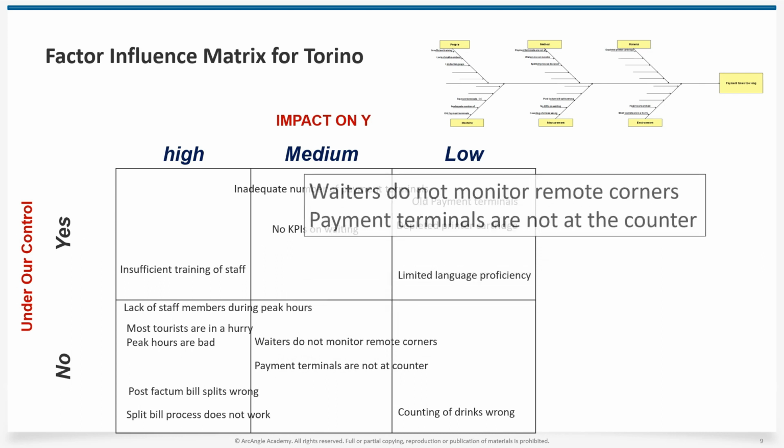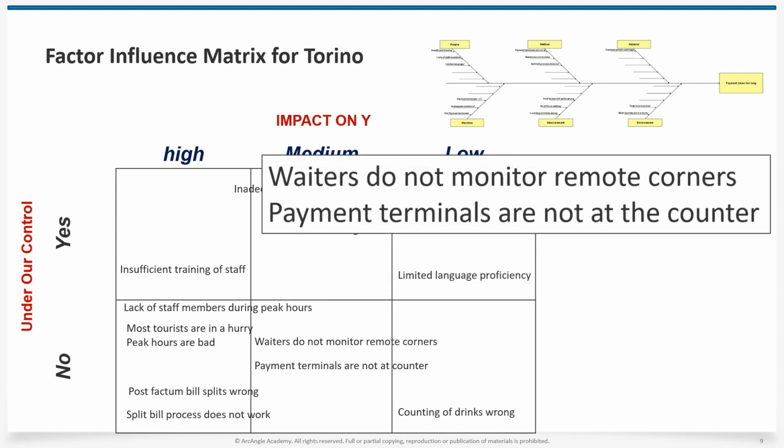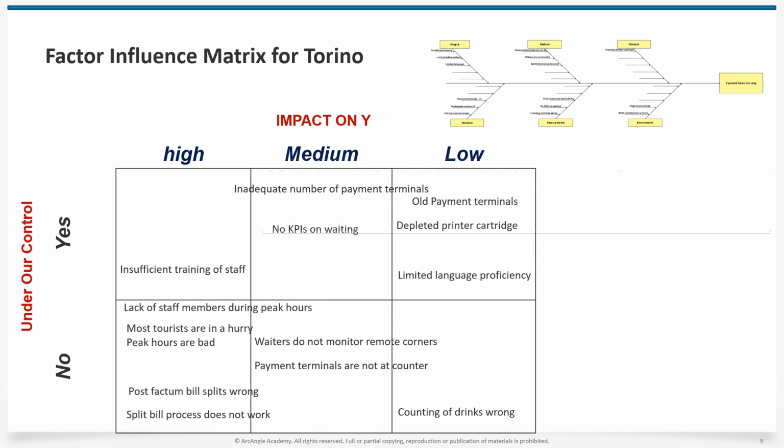Under control? No. Medium impact. Waiters do not monitor remote corners. Inattentiveness of waiters in monitoring remote corners of the restaurant can result in delayed bill requests and longer wait times for customers seated in those areas. Payment terminals are not at the counter. If the location of payment terminals is not strategically placed near the counter, it can lead to inefficiencies, increased movement, and potential delays during the payment process.